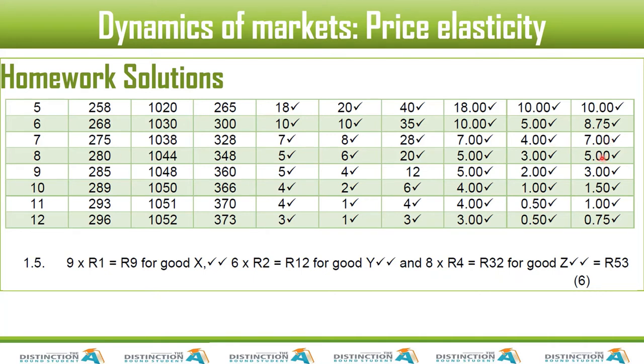And where do we get a 5? That is on unit 8. That's why we are saying 8 times 4, that's 32. So this 32 plus this 12 plus this 9.